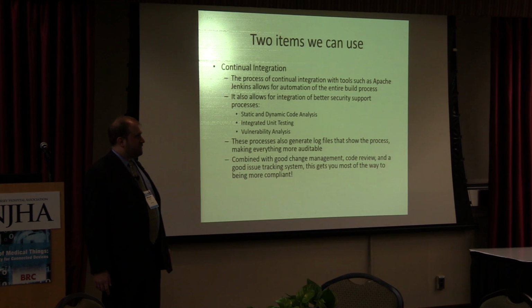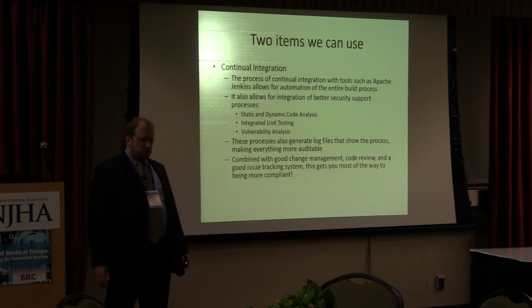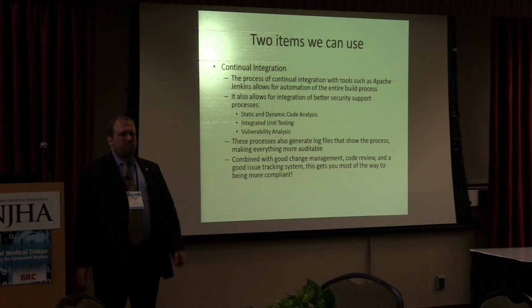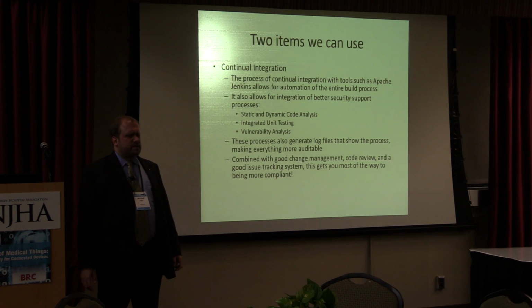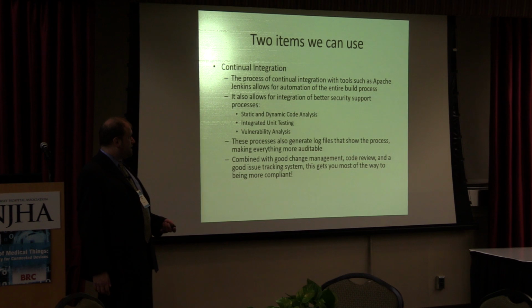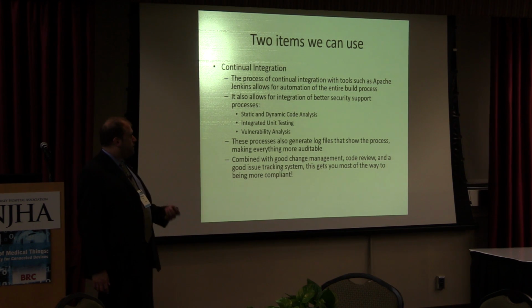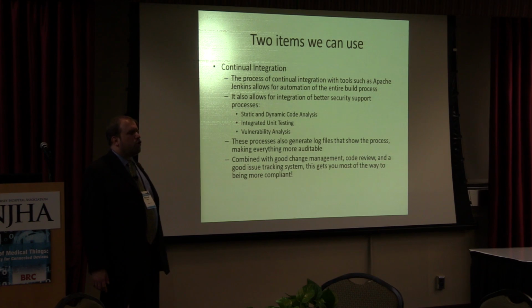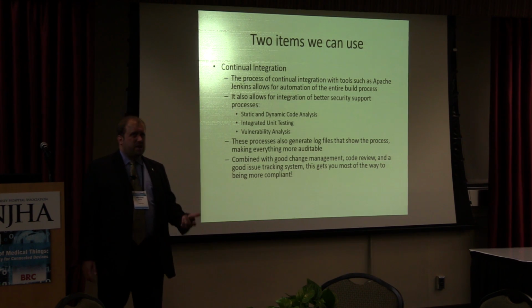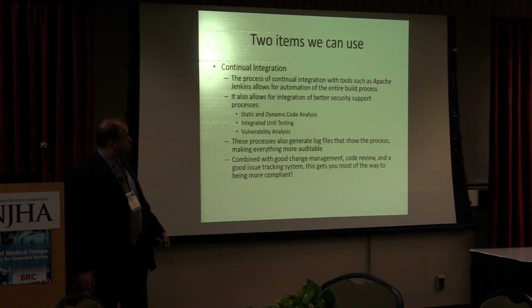Integrated unit testing gets built in when you use Jenkins and you know how to use it, and so does vulnerability analysis. So in other words, you complete a build, you have an executable, kick off a scanner, run an SS scan on your executable. Very simple, and because it logs everything, you have log files of your entire process, and you make everything more auditable by using an automated process instead of something that's designed to be less auditable. And you combine it with good change management, code review, and a good issue tracking system, and you've got most of the way to being more compliant.